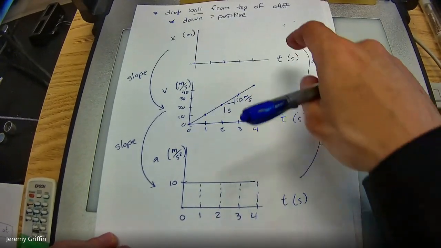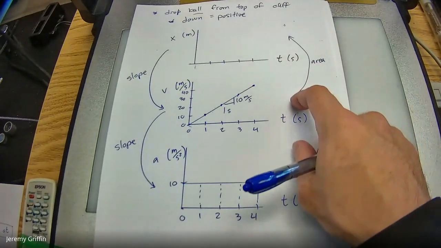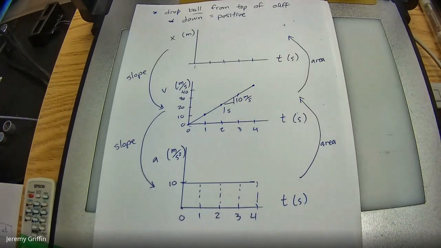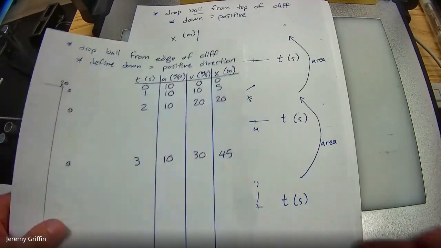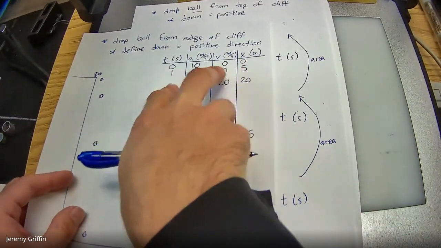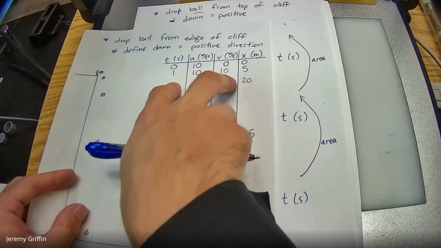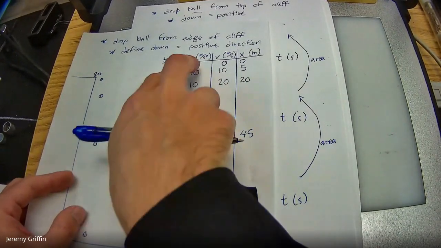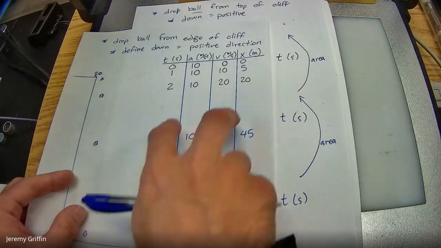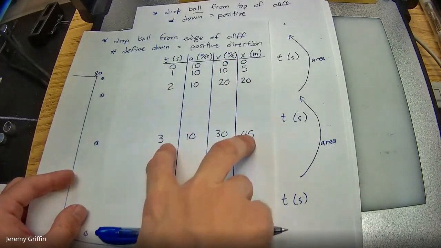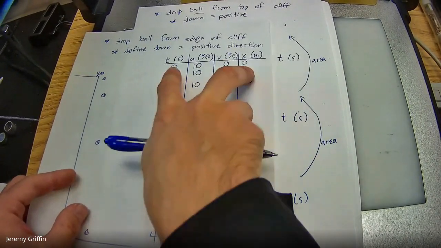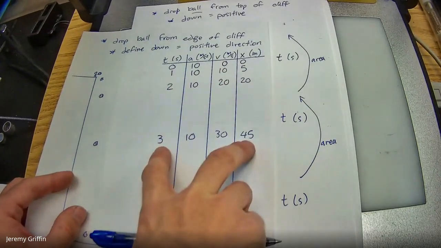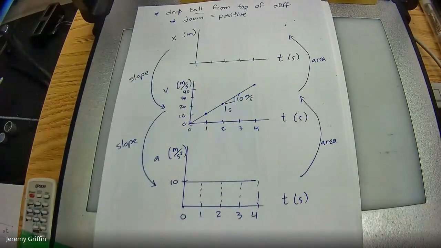All right, now we've got to figure out X versus T. Well, let's look at the table, because you can treat these like Cartesian coordinates, right? I started with these two Cartesian coordinates, then I went to these two. Now we're about to put these together. I'm just going to plot those like x, y coordinates. We've got 0, 0; 1, 5; 2, 20; 3, 45; and 4, 80.